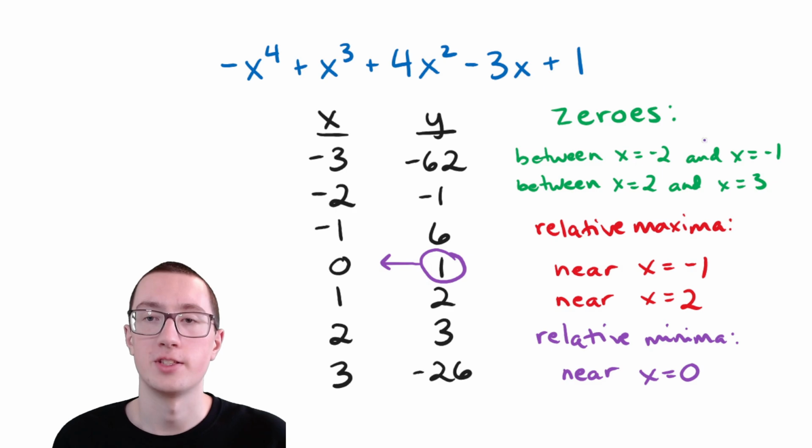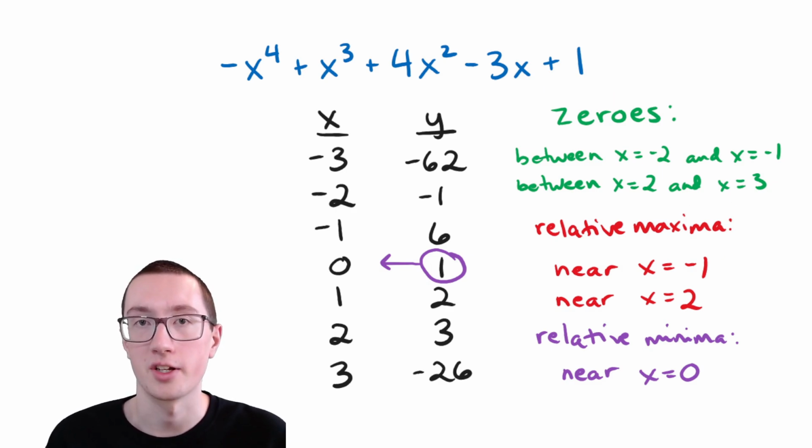So there you go. We found the zeros, the relative maxima, and relative minima, or at least good estimates for where they are. So now you know how to find these things like zeros and relative extrema without having to even graph the polynomial. But chances are, if you're learning this, you also need to know how to graph it. So if you want to learn how to actually graph these, then you can watch this video right here.